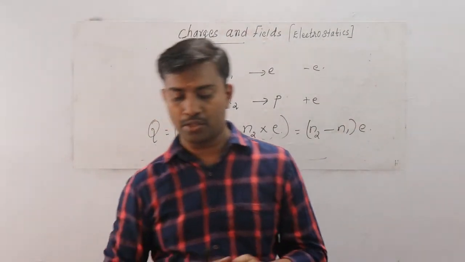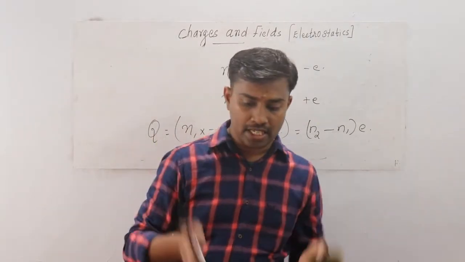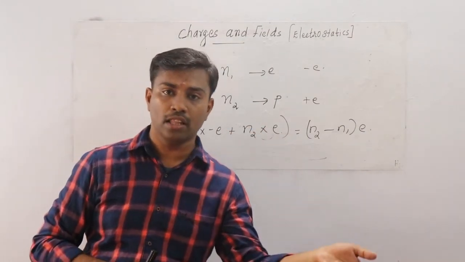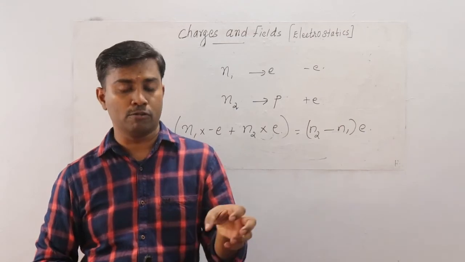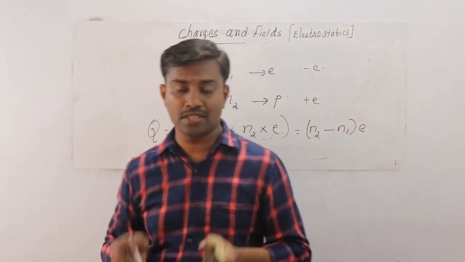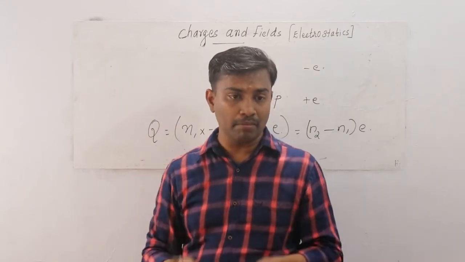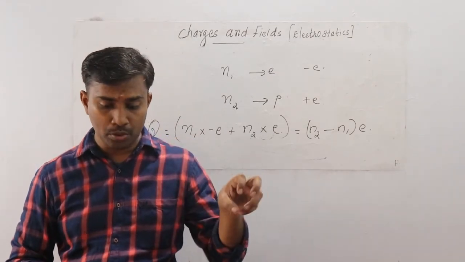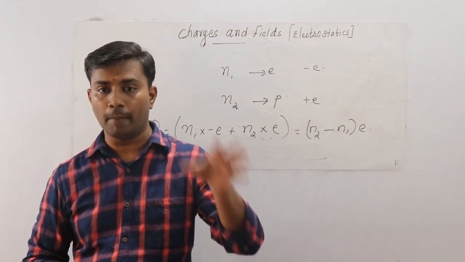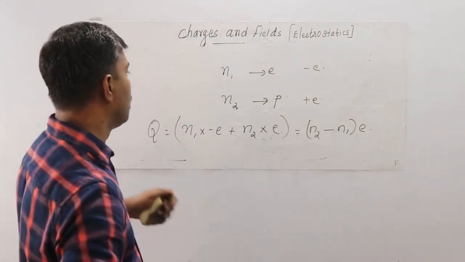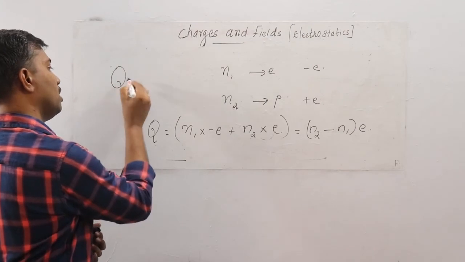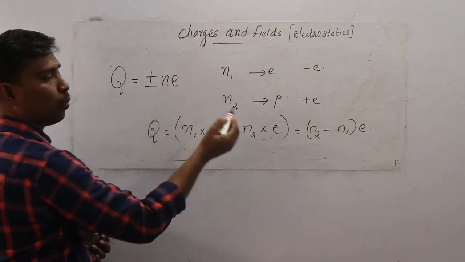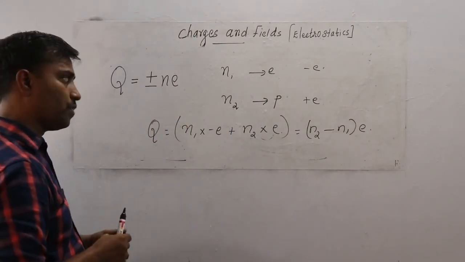The cause of quantization of charge is that only an integral number of electrons can be transferred from one body to another body on rubbing. So generally we can say that quantization means the total charge of a system is equal to plus or minus NE. Here N is equal to 1, 2, 3, and E is the basic unit of charge.